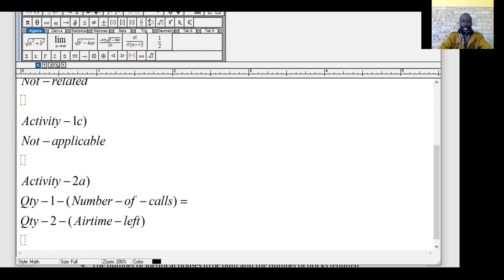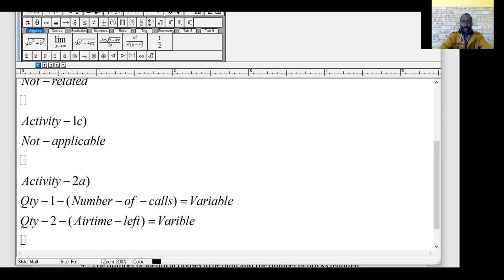Well, it turns out that the number of calls that you make can increase or can decrease. Airtime left very much depends on the number of calls you have made. So the number of calls is not a constant, it's a variable. It can change. How about the airtime left? The airtime left will also depend on the number of calls. So if the number of calls can change, then the airtime left in your phone can also change. And so we also call this a variable quantity, or simply a variable.